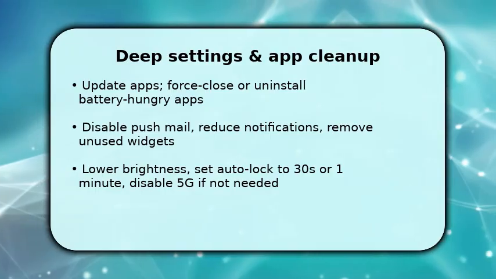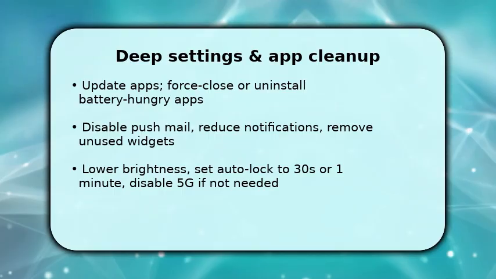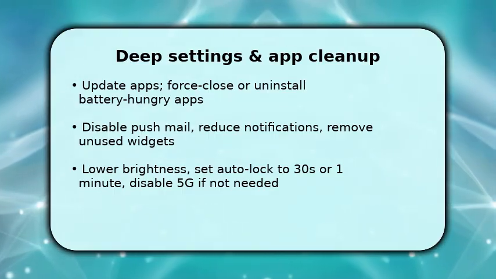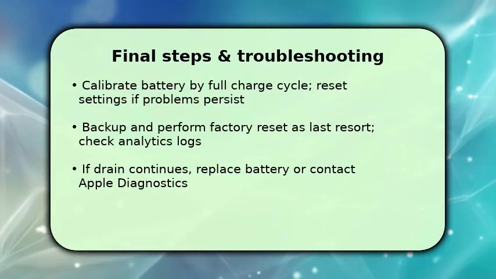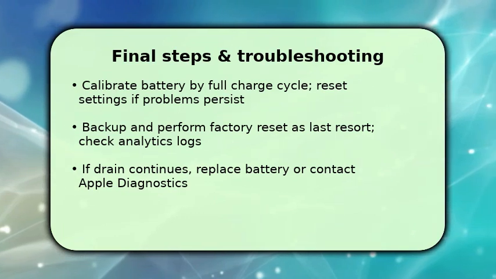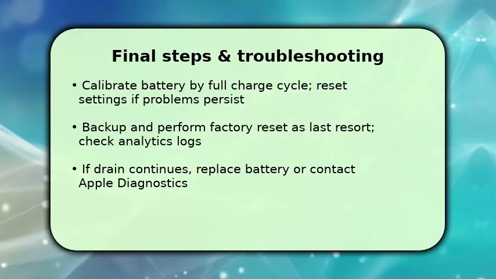Also lower screen brightness. Shorten auto lock to 30 seconds or 1 minute, and consider disabling 5G temporarily. These display and connection changes greatly reduce drain. To finish, calibrate the battery by charging to 100% and letting it drain to 0 once, then charge uninterrupted to recalibrate the reporting.